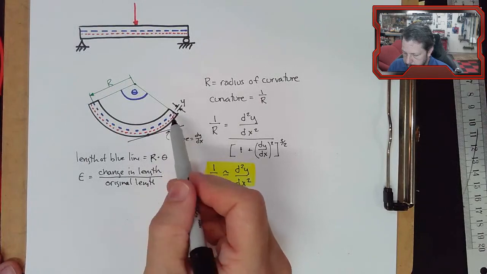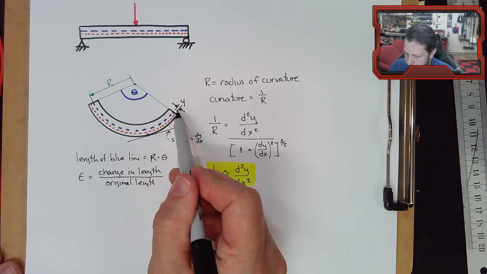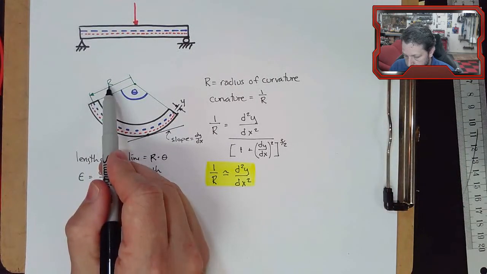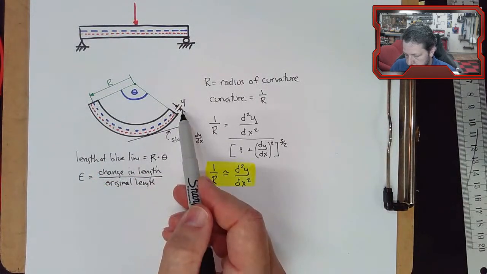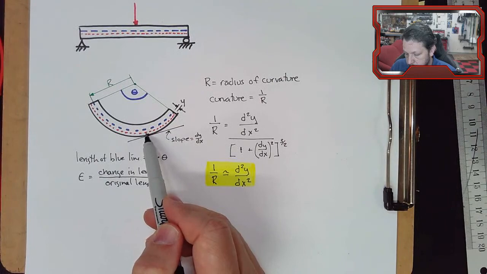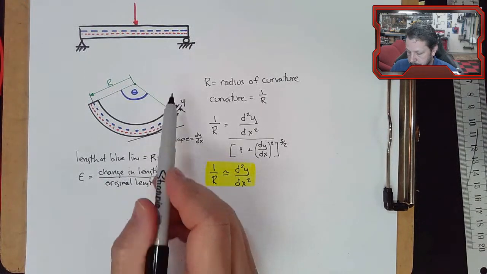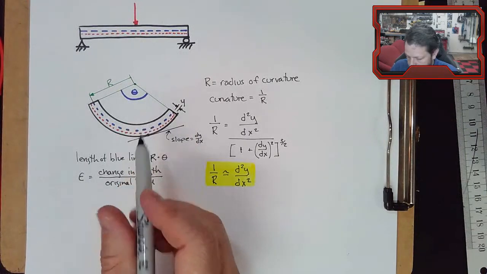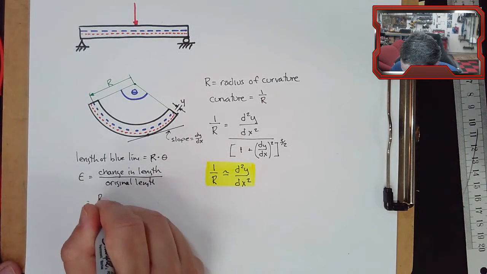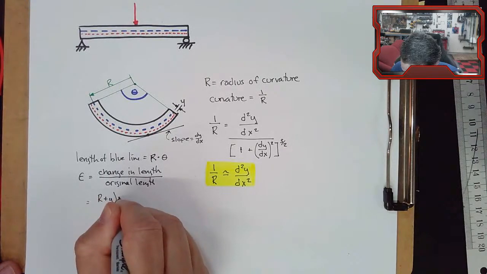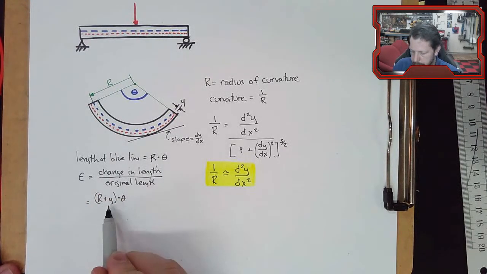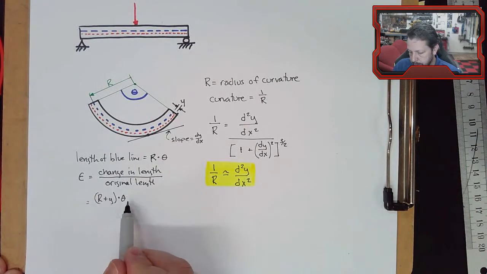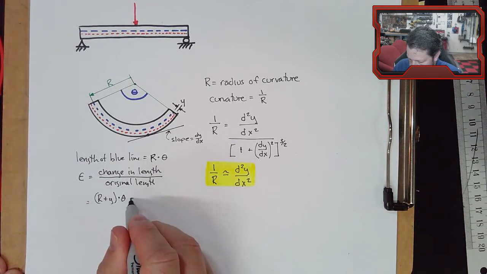So if I have this offset y, then this red line has a radius, r plus y. So it has a final length of r plus y as its radius times theta. So that's its arc length. So that's the current length of the red line, but I want the change in length. So the current length minus the original length.